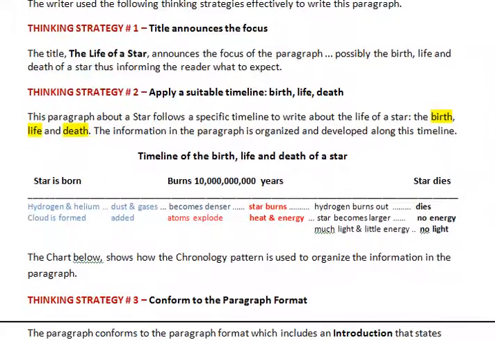Thinking strategy number 1. Title announces the focus. The title, The Life of a Star, announces the focus of the paragraph, possibly the birth, life, and death of a star, thus informing the reader what to expect.